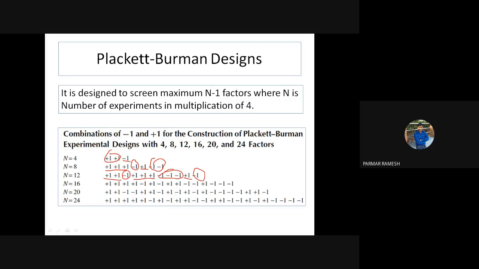And the second thing is, there should not be any repeating pattern.